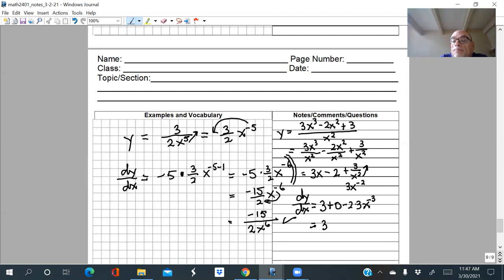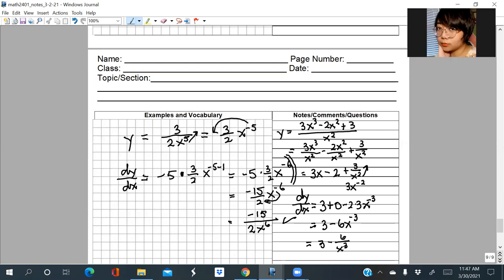So we get 3 plus, well, the 0, we can drop that. Minus 2 times 3 is minus 6, x to the minus 3. And now you can bring the x to the minus 3 back into the denominator like I did in the previous problem. And you end up with minus 6 over x cubed. So here's your derivative, 3 minus 6 over x cubed. And even though the original expression was a quotient, you did not have to use the quotient rule to differentiate this. So that was problems two and three in that homework.